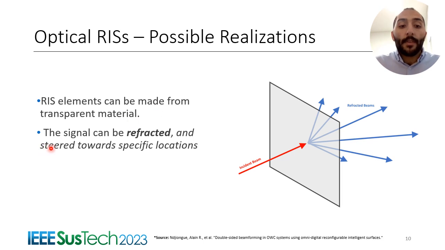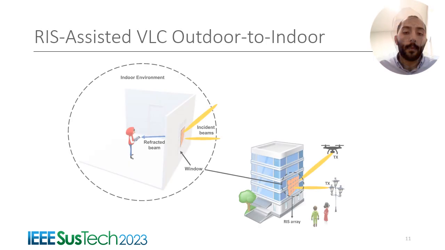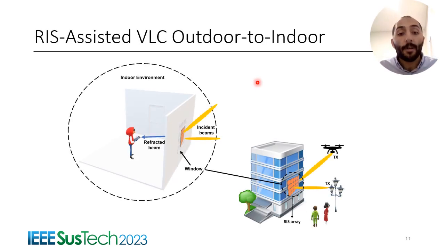On a different dimension, recent developments of these RISs showed that they can be made from transparent materials. In this case, the signal can be refracted through these RIS elements and steered towards specific locations. Given the special properties of these refracting RISs, this motivates the idea of connecting outdoor VLC systems to indoor users. By having some of these refracting RISs installed at the windows of buildings, signals originating from outdoor VLC systems, such as VLC-based UAVs and street lights, can reach indoor users.